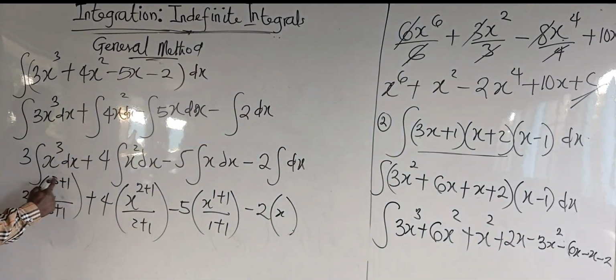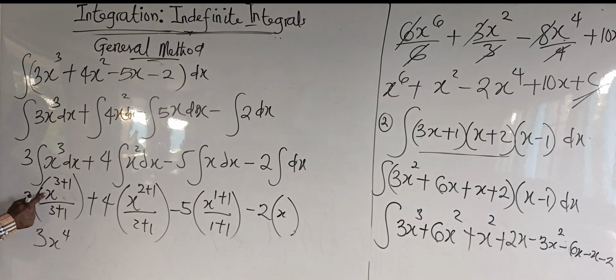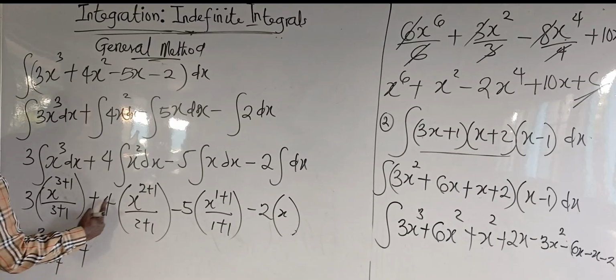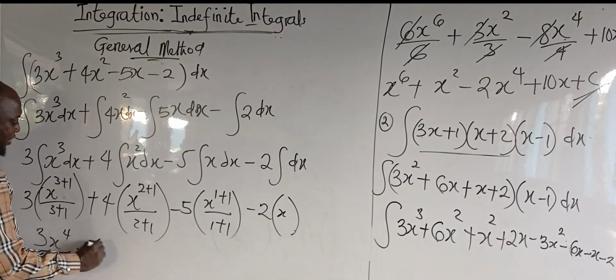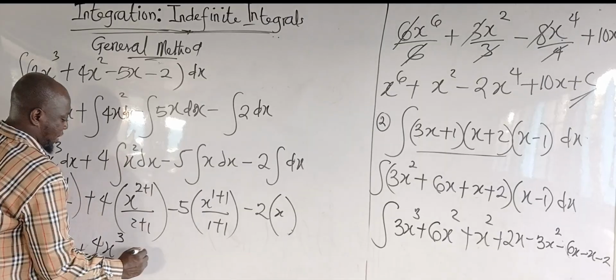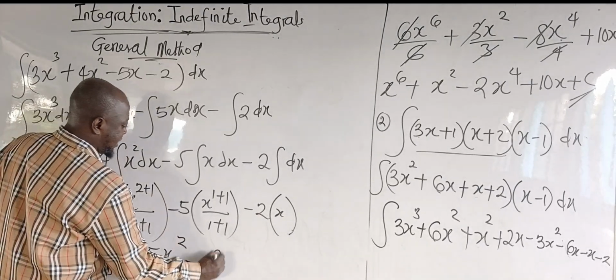This will give us 4. So I'll have 3x raised to the power of 4. That is this one times this x raised to the power of 4 all over 4 here. Then plus this is 3 times this one. That will give us 4x raised to the power of 3 over 3 minus this one. That will give us 5x squared over 2. Then this will give us 2x.